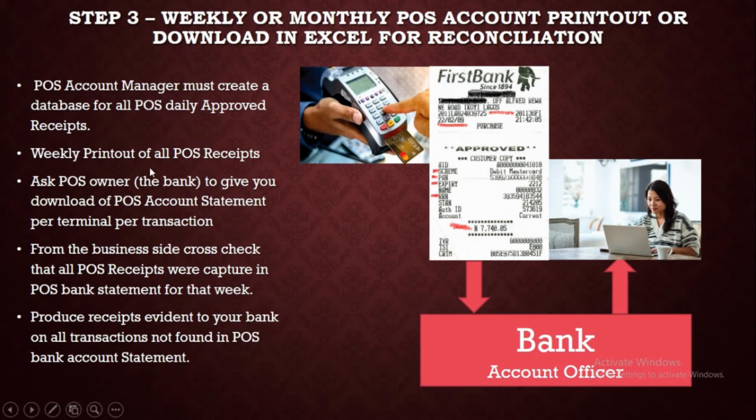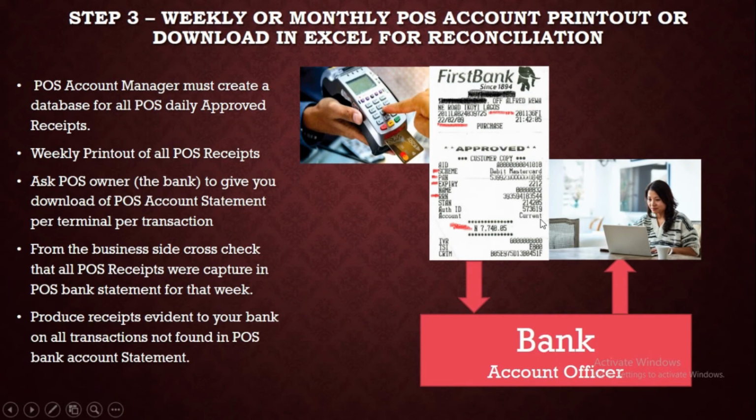Now every week she needs to print out all these receipts, okay? Print it out. Weekly also she needs to contact the account officer to give her a download of all the POS transactions in the bank account statement on a transaction by transaction basis, okay? Like this one is one transaction. The bank also needs to provide you this in a database on a transaction by transaction basis. We've done that severally. Once you ask, the bank will be able to generate this. Talk to your account officer, they will be able to do it for you.